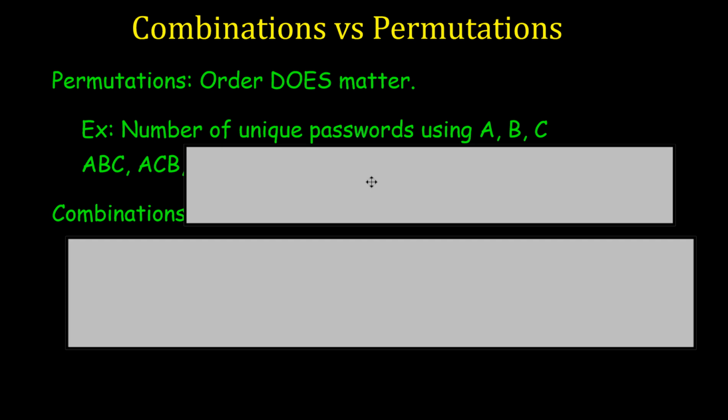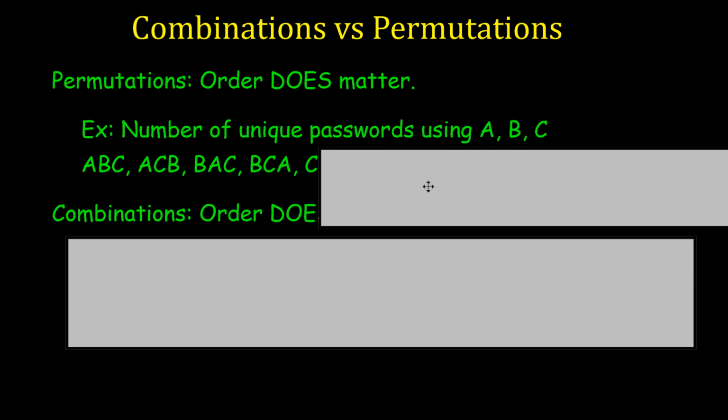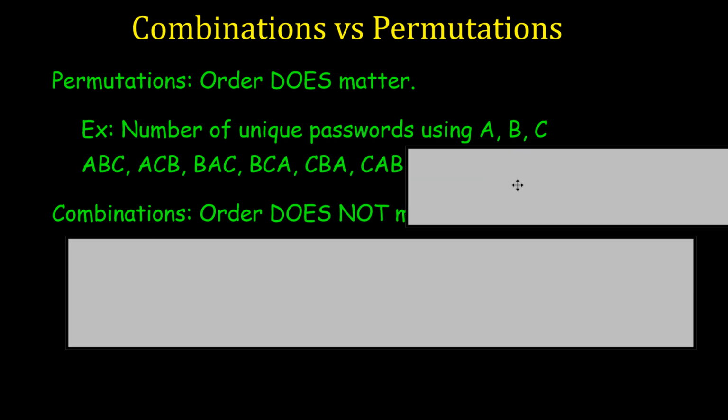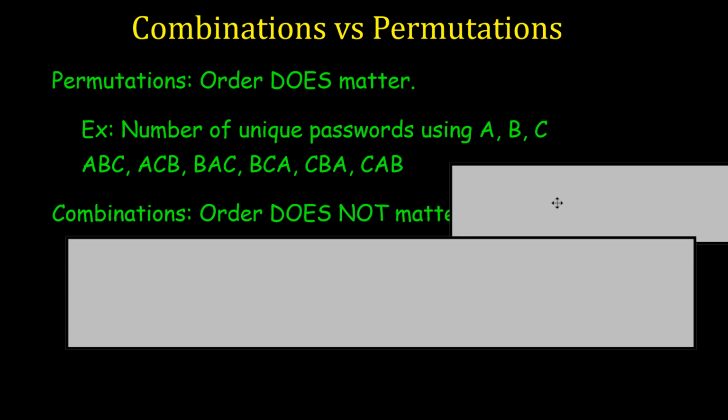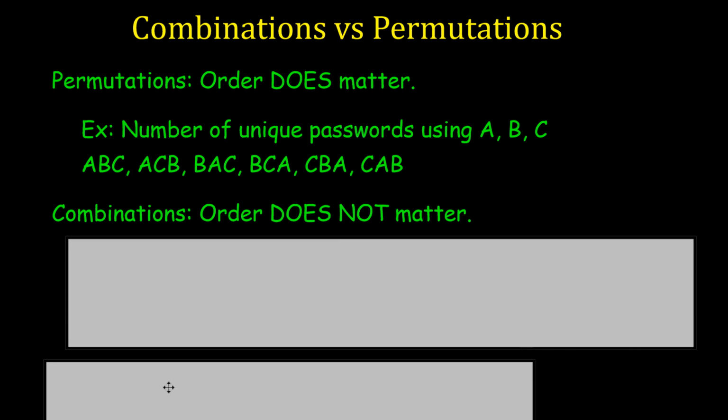If you think about like a bike lock, sometimes you'll have bike locks that have 4 digits on it. If you have 1,234, that's different than 1,243. So there's BAC, there's BCA, there's CBA, there's CAB, and that's it. There are 6 different ways you can rearrange the letters A, B, and C to get a different unique password.